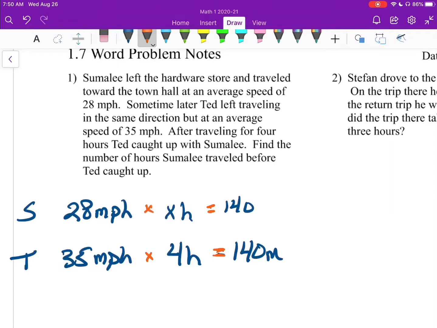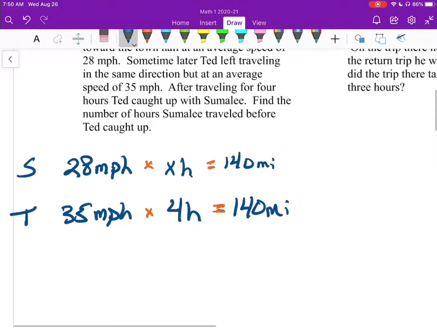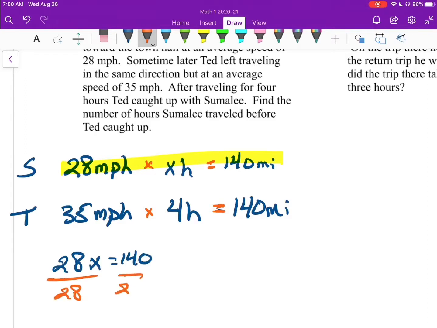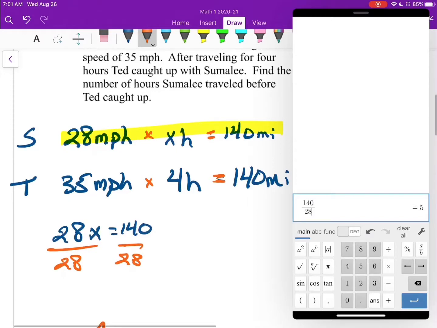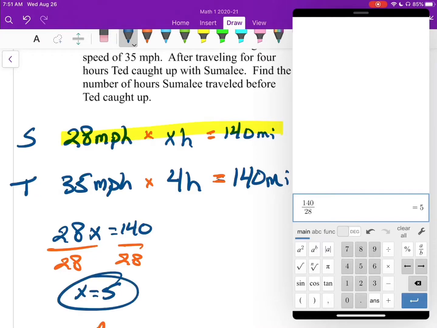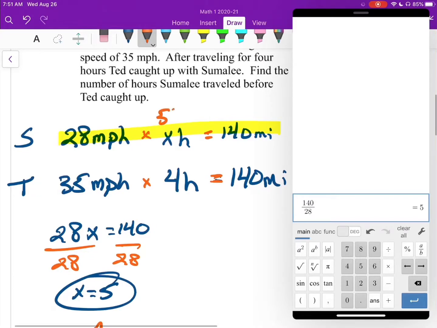And in that same way that we did with Ted, we can say Sumali, his miles per hour times his hours is his distance, is his miles. I guess I have to put an I there so it's not meters. So we now have an equation here that we can solve. So we're going to say we have 28x equals 140. If we divide by 28 on both sides, we have 140 divided by 28, well, that's 5. X equals 5. So we know that Sumali traveled for 5 hours.